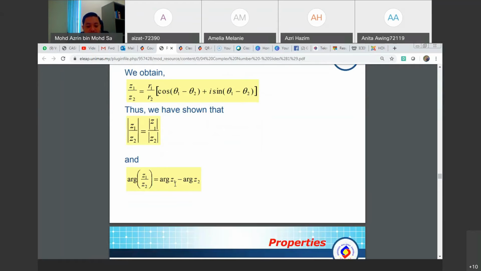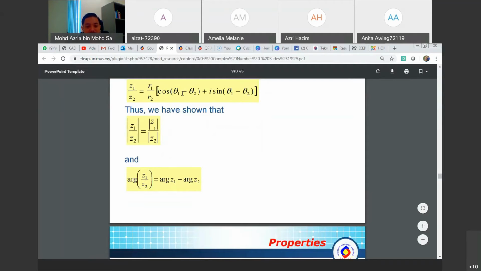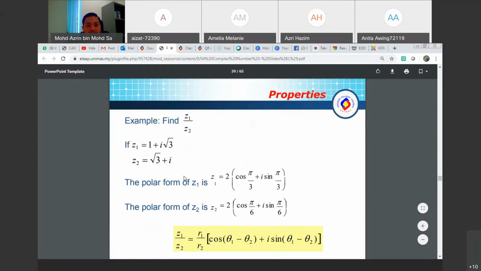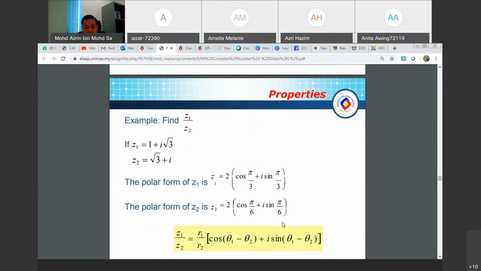So that is the difference between multiplication and division. The value of theta inside here is negative, minus. In multiplication it is a plus sign, and R1 times R2 with cos theta 1 plus theta 2 is plus. The argument there is plus, while here the argument is minus. Okay, now you can try this example. I think all of you have the slides. Okay, try to do this example.